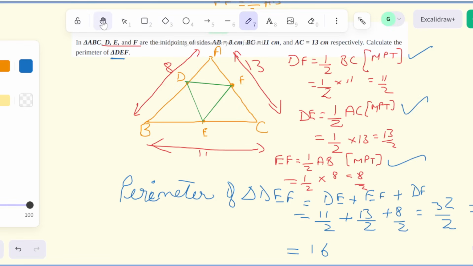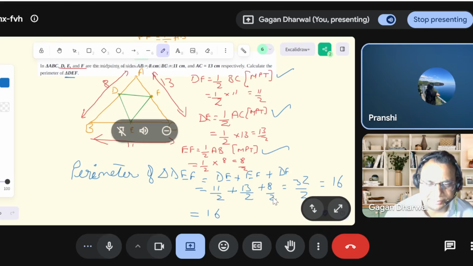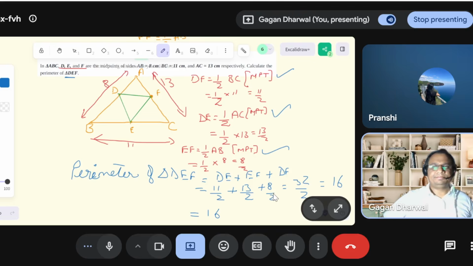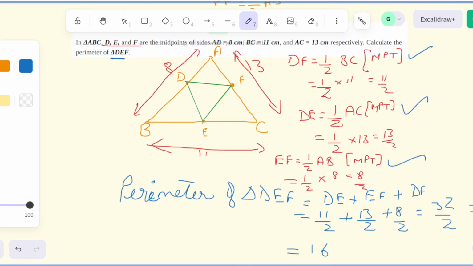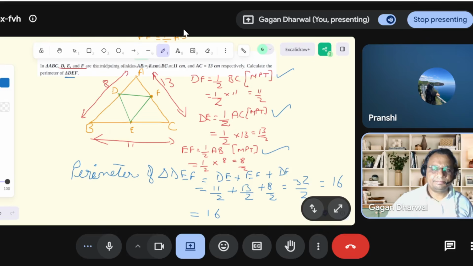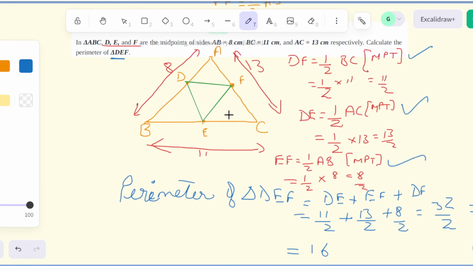Almost done writing it. Let me know once you're done so that we can do another one. I'm just writing the perimeter down.